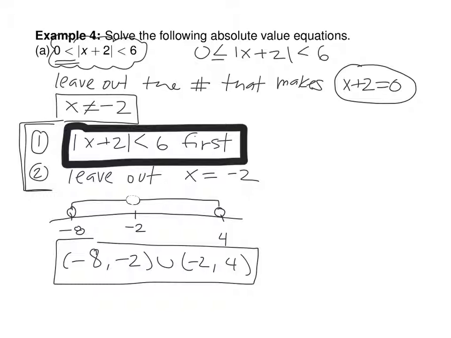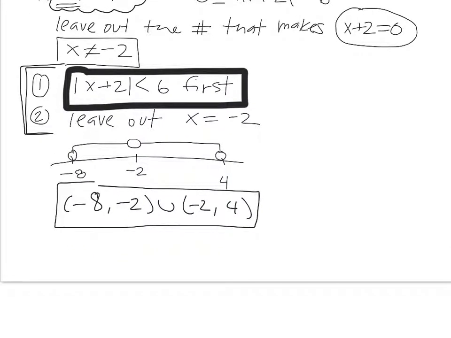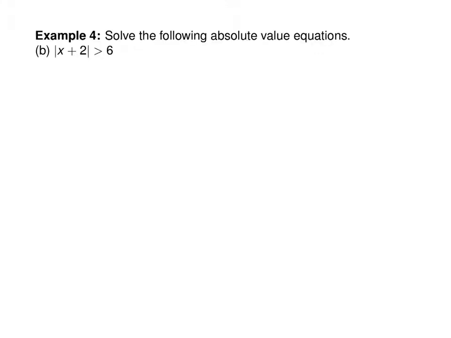How about part B? Why is part B in example 4 different than part B in example 3? What's different? X plus 2 is greater than 6. Yeah, so the inequality goes the opposite way, right? So in this one, you're solving x plus 2 is bigger than 6, or what other one? X plus 2 is greater than -6. Almost, less than -6. Remember, the one that has the negative is the one where the inequality is flipped.